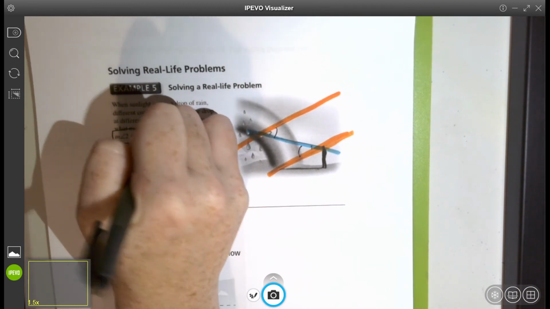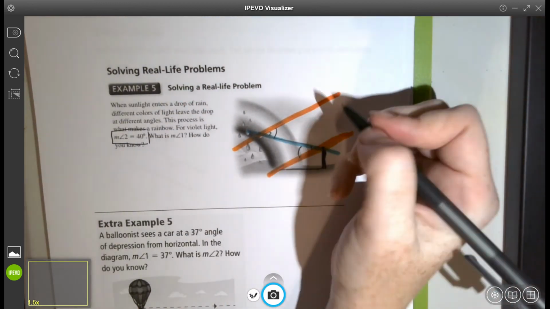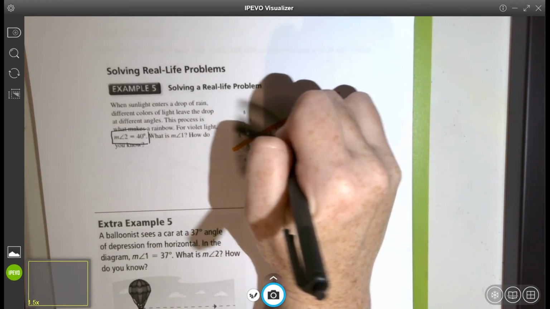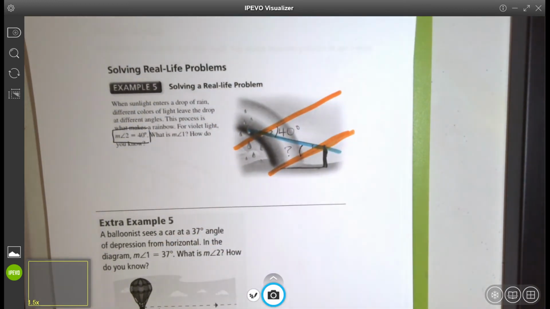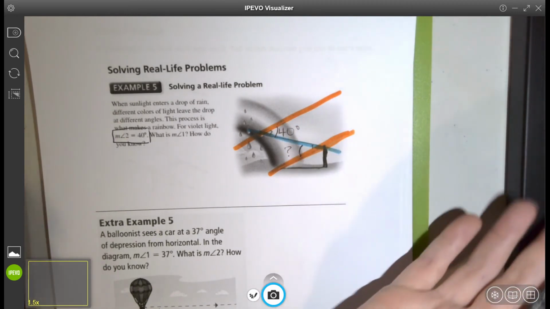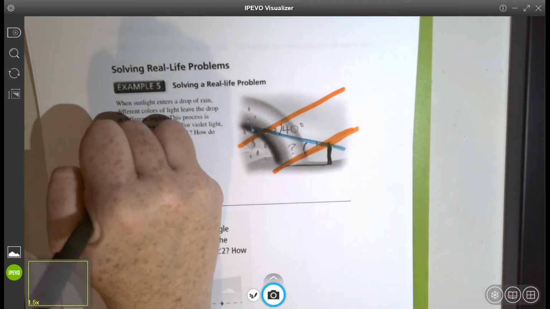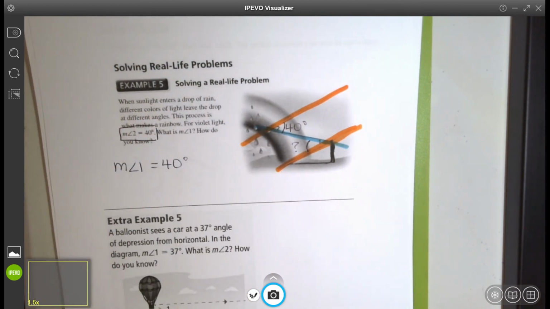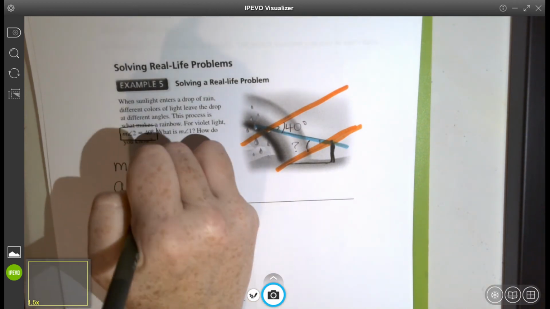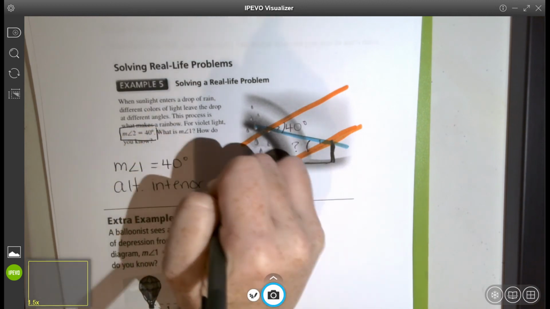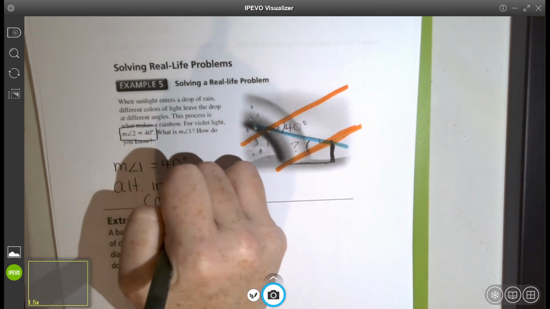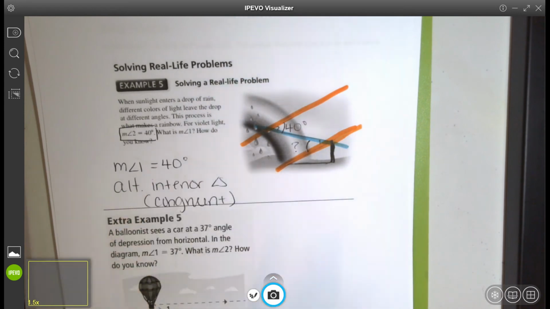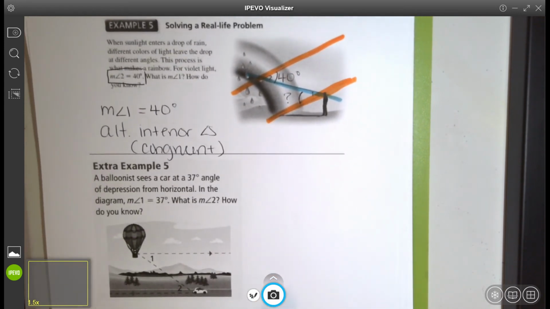They told me angle 2 is 40 degrees, so I'm going to label that on my diagram. And they want us to find the measure of angle 1 and why. So here I can see that these are in between my parallel lines, so I know that the measure of angle 1 should be 40 degrees. And the reason why, I can use my vocabulary to explain that relationship. These are alternate interior angles, which again means that they are congruent. All right, here is another example.